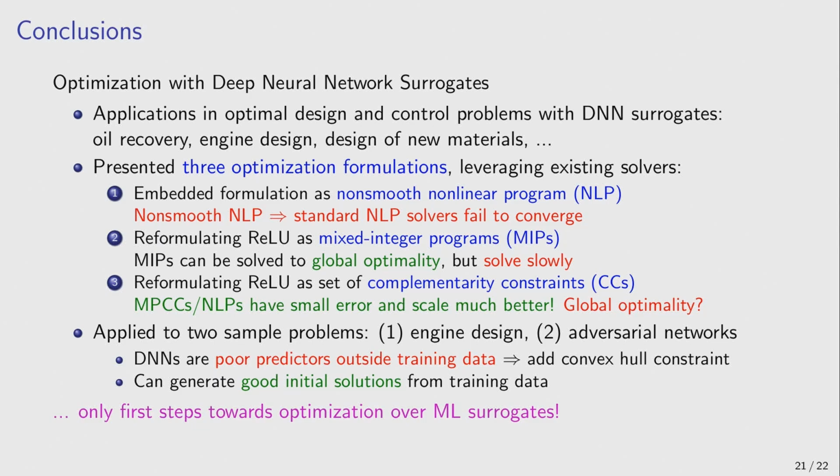And so there are three optimization formulations. The embedded formulation is the one that's non-smooth, that directly uses PyTorch or TensorFlow and its automatic differentiation. You can reformulate the ReLU function as a mixed integer optimization problem, and that works well for relatively small networks. And you can potentially solve them to global optimality.